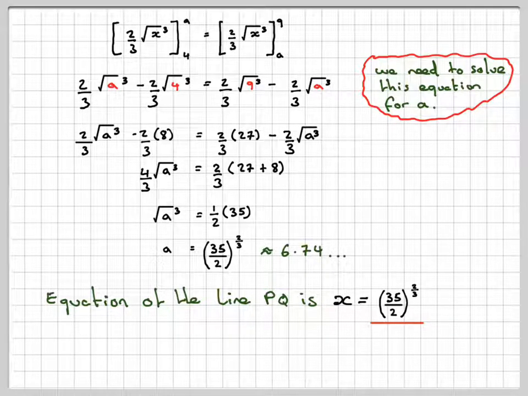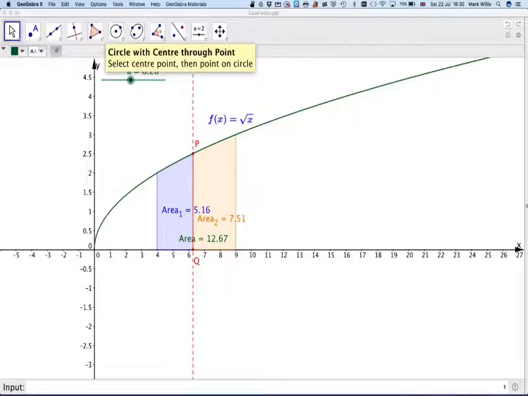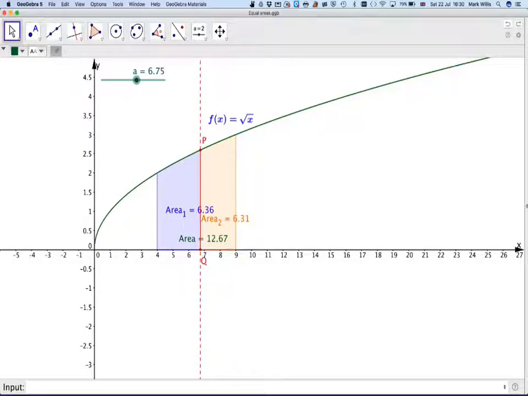In order to check, we go back to the applet and we move the slider so it says 6.74, and lo and behold we can see that the areas here, 6.33 and 6.33, are equal. If we move it slightly either side, you'll see that they become unequal. Now they're unequal, and we move it back to 6.74, and we can see that this area here is equal to this area here.